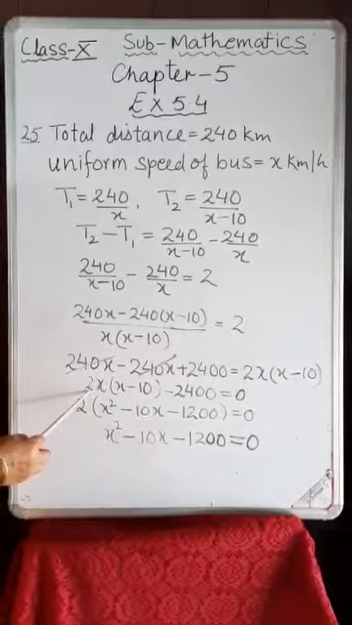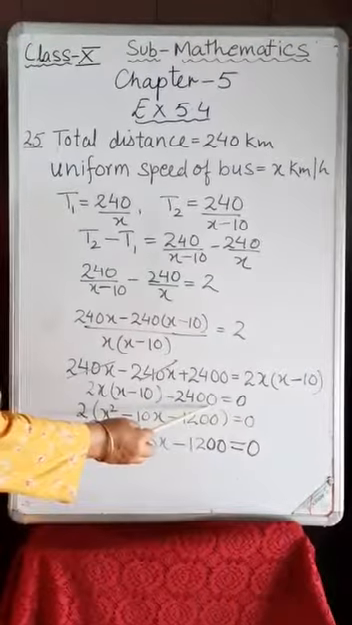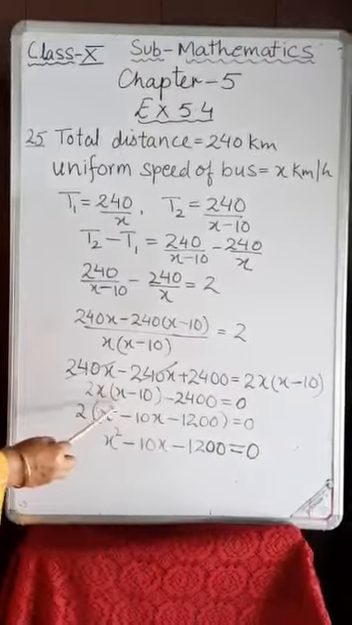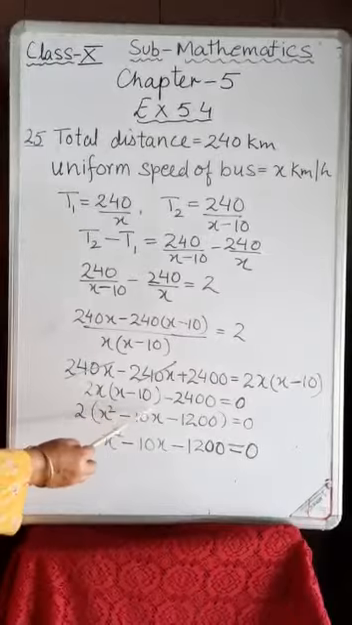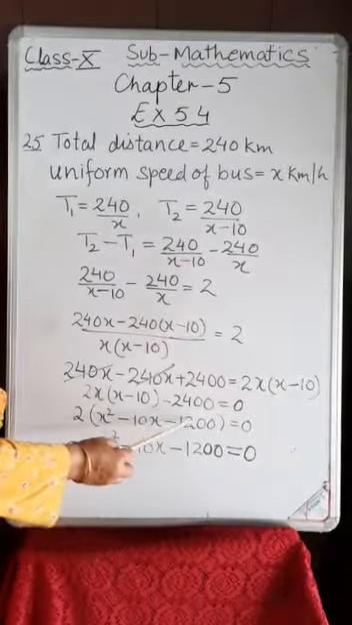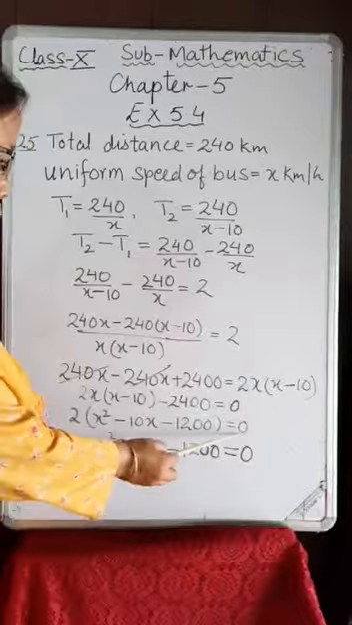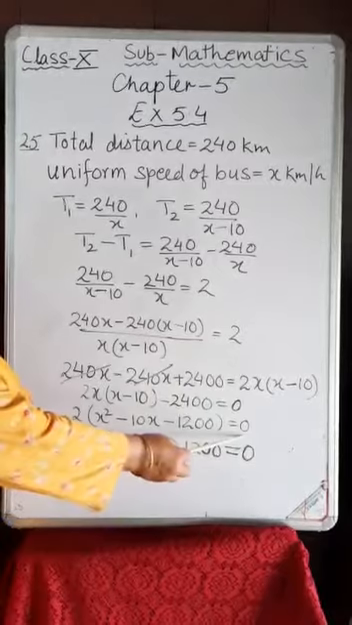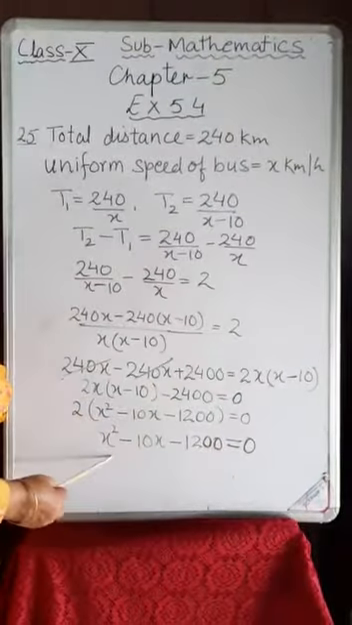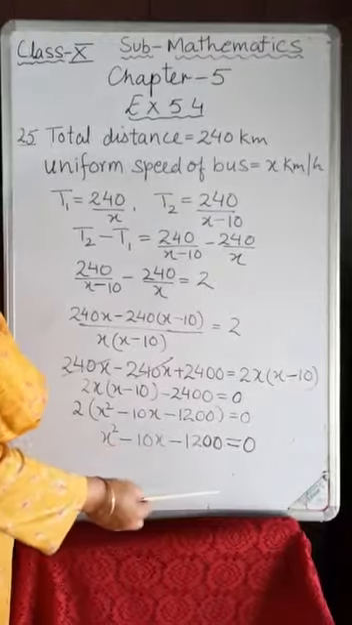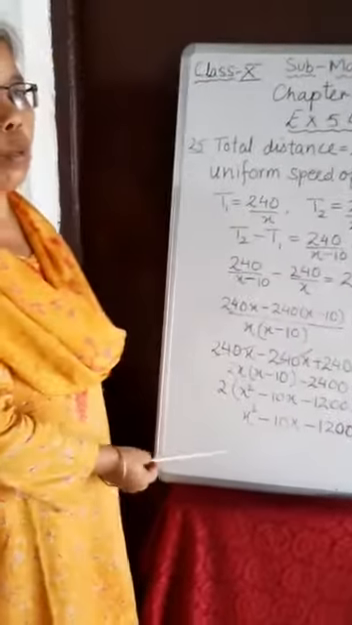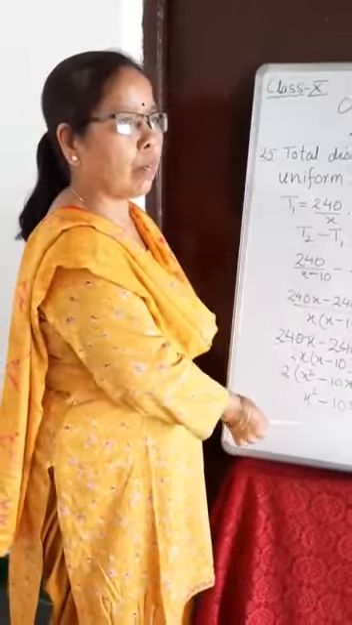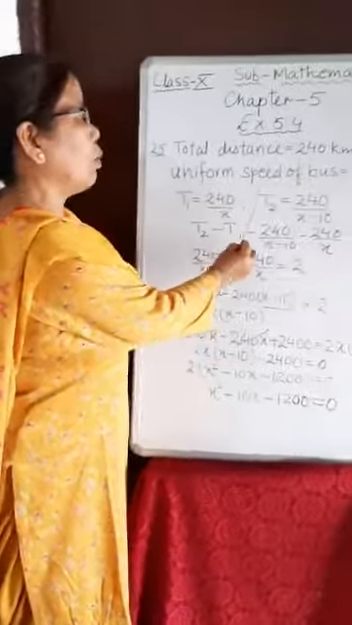We will take this 2 common because 2400 is also divisible by 2. So we have taken this 2 common and we'll open this bracket. x into x becomes x square and x into minus 10 is minus 10x, minus 1200 equals 0. Then this 2 will be removed, because if we take this 2 below the 0, it will be 0 only. Now x square minus 10x minus 1200 equals 0 forms a quadratic equation, and you all know how to solve the quadratic equation. Solve it and get the value of x, which will be the uniform speed of the bus.